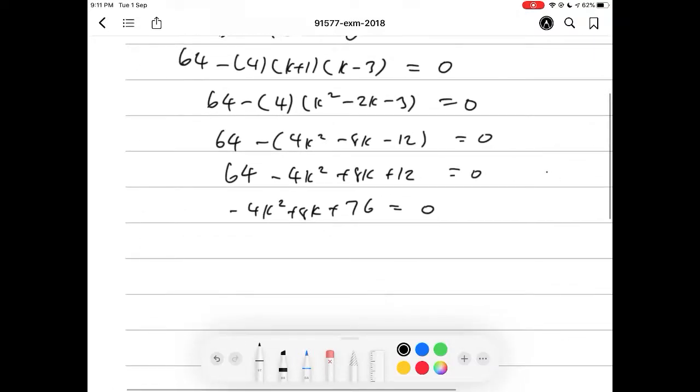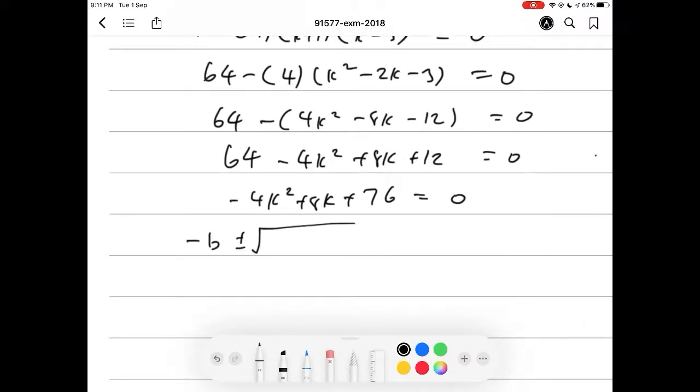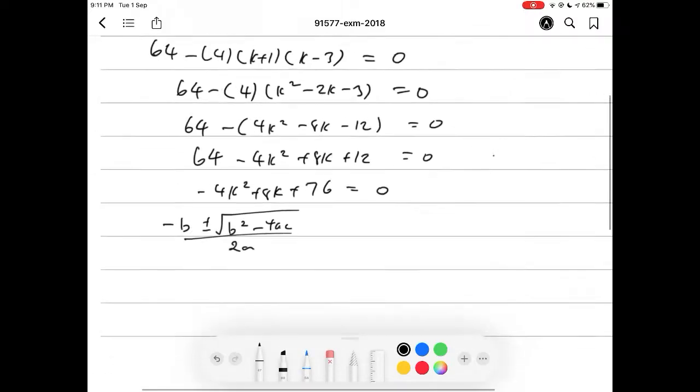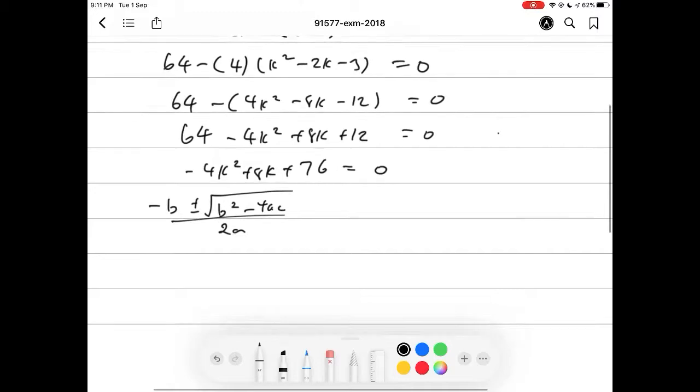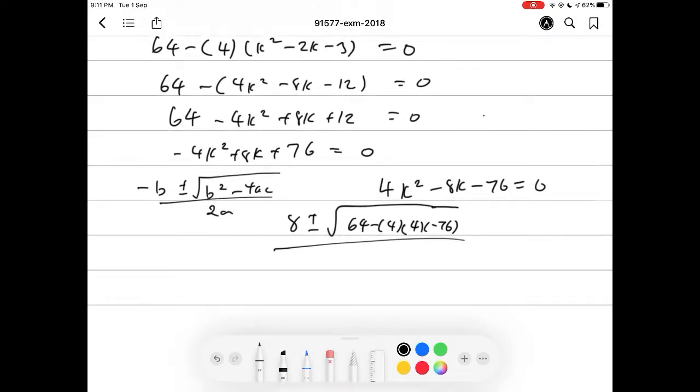And now we can solve the quadratic equation again in order to find the k values that satisfy this equation. So that's your negative b plus or minus square root of b squared minus 4ac over 2a. If we make this negative into a positive, so we multiply everything by negative 1, 4k squared minus 8k minus 76 equals 0. So therefore 8 plus or minus square root of 64 minus 4 times a times c, all over 2a, which is 8.